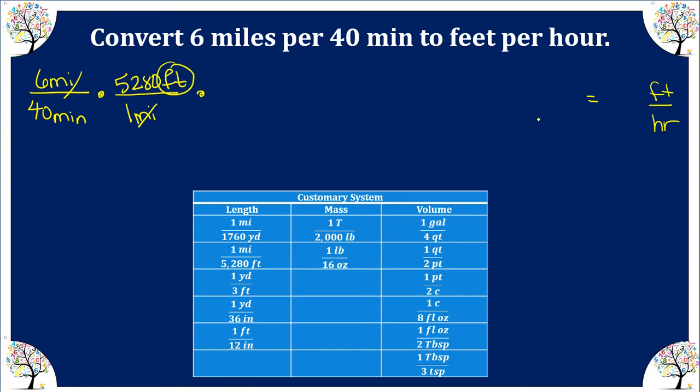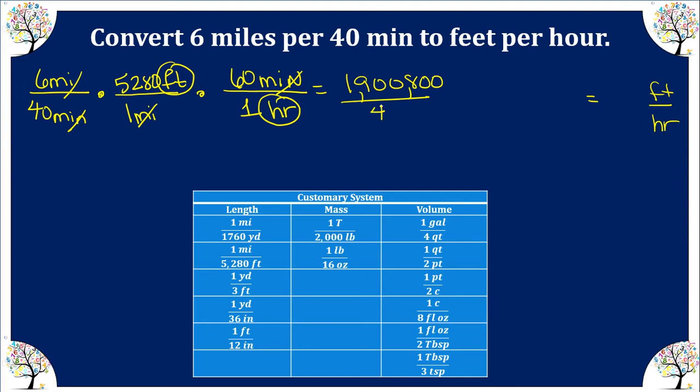Now we want to go from minutes to hours. So we know we've got to get rid of minutes. So we're going to put it in our numerator. They have to be in opposite locations. So 60 minutes is the same as 1 hour. And we have reached this goal. We have feet per hour. So now we're just going to multiply straight across. So I'm going to have 6 times 5,280 times 60 equals some very large number, divided by, looks like, 40.